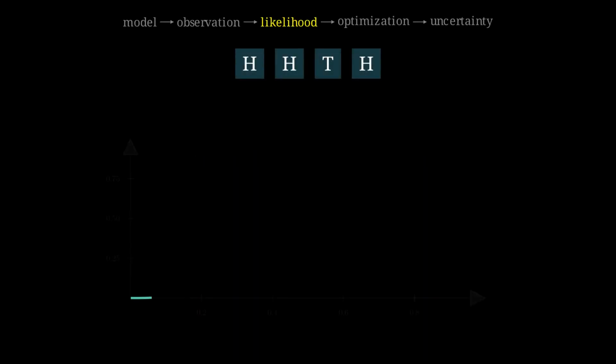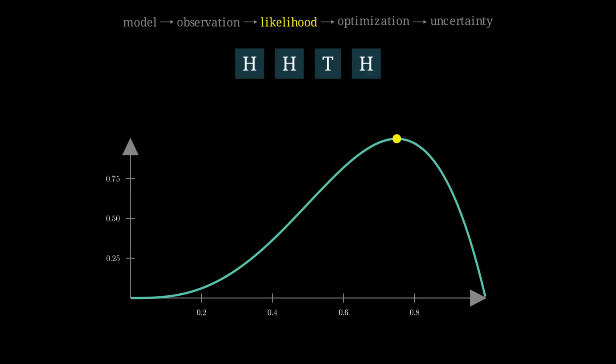Hold heads, heads, tails. Heads fixed and move the probability of heads. The teal curve is the likelihood. Its peak is at 3/4. But one curve can answer several different kinds of question.